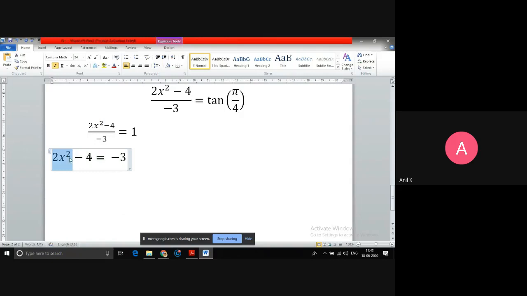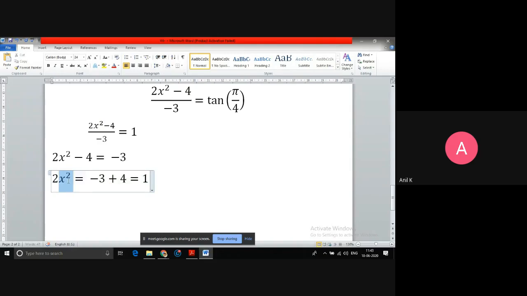2x square will be equals to minus 3, and minus 4 will come to the RHS, it will become plus 4. So which will be equals to 1. So we have 2x square equals to 1. Maybe let me write the next step. 2x square equals to 1.